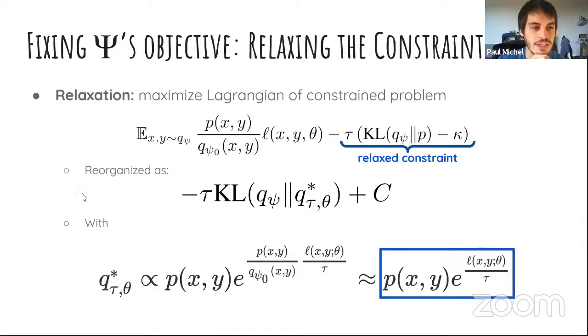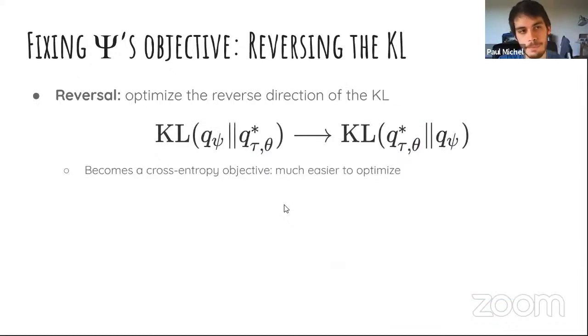So anyway, the resulting objective that we're trying to maximize is the negative KL divergence. And so we're actually trying to minimize the KL divergence between those two distributions. So that's for the constraint, but there's still a problem here. And it's that optimizing this KL divergence in this direction is hard.